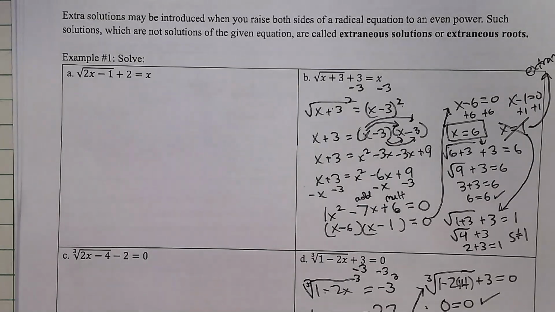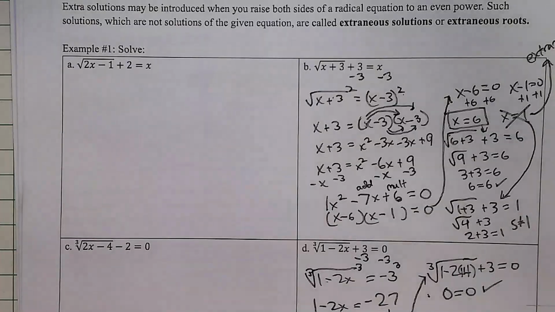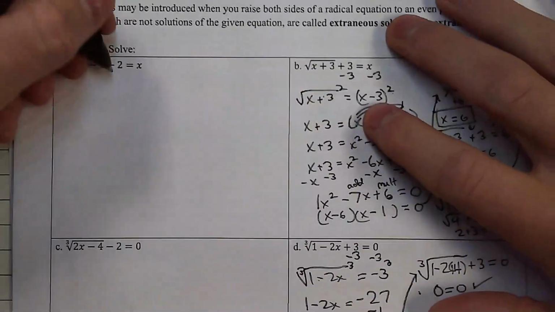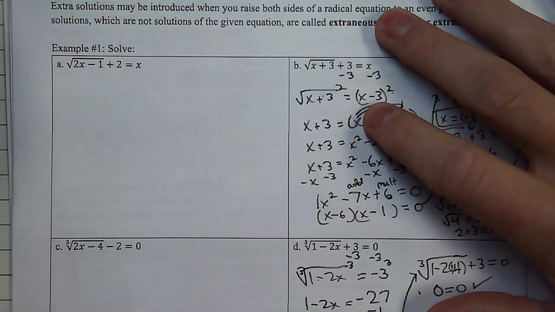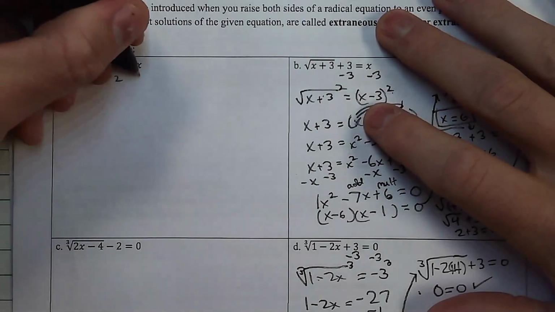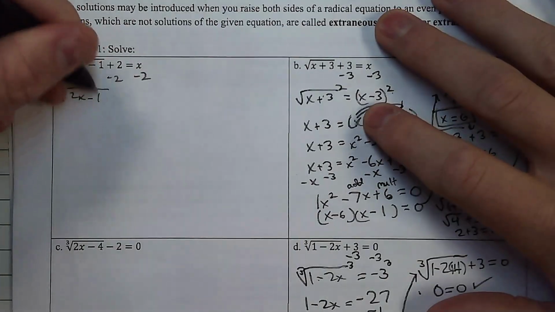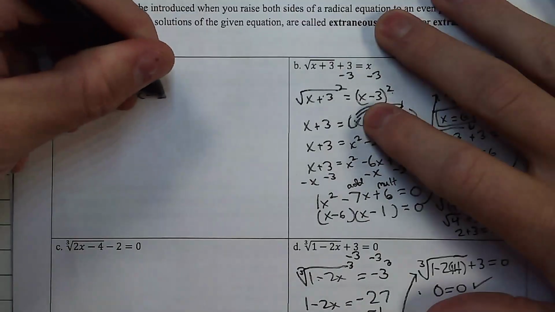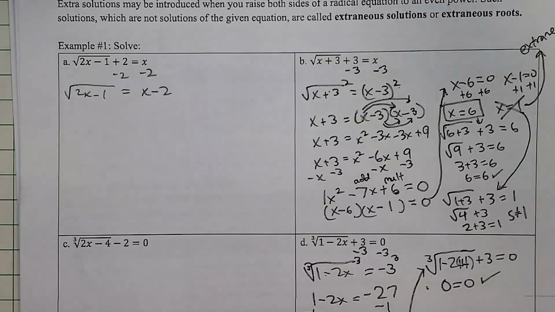We're going to solve radical equations today. So the first thing we need to do to solve radical equations is get the radical by itself. So we want to isolate the radical. I'm going to subtract 2 from both sides. So I've got the square root of 2x minus 1 equals x minus 2. I subtract the term, and I get the radical by itself there.